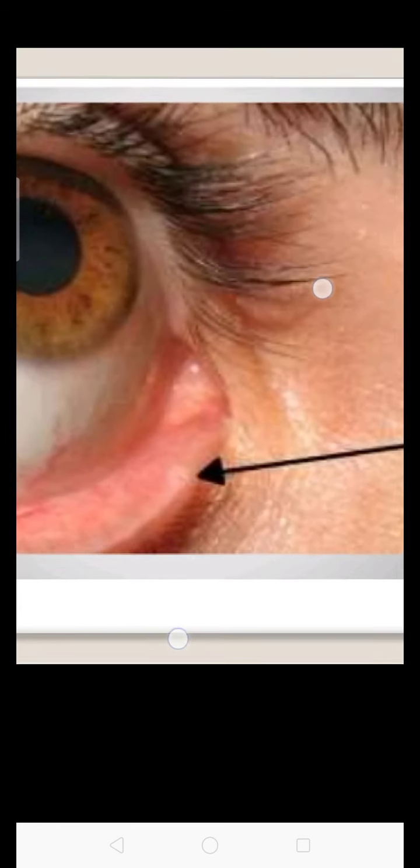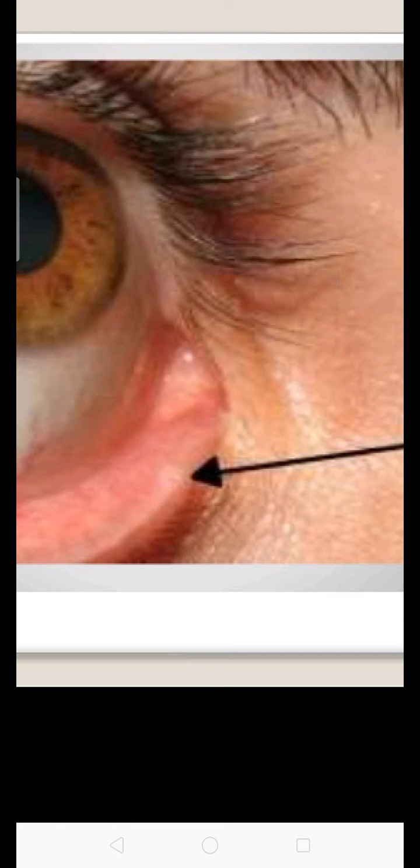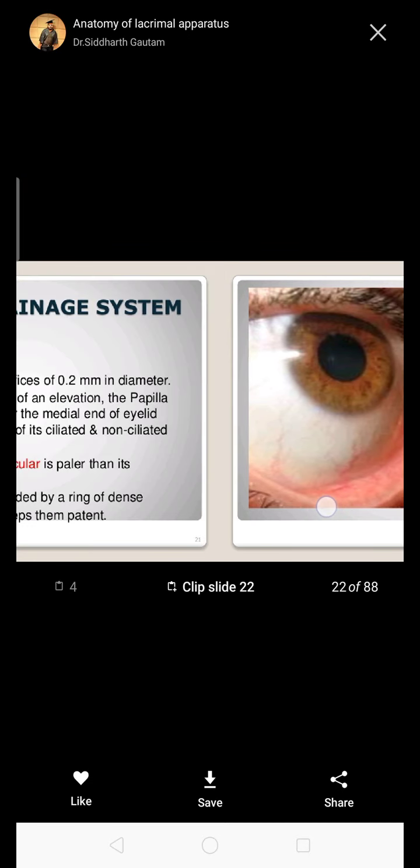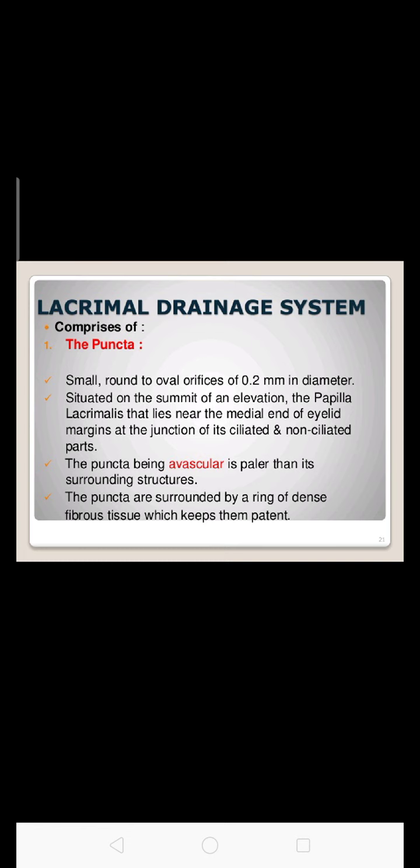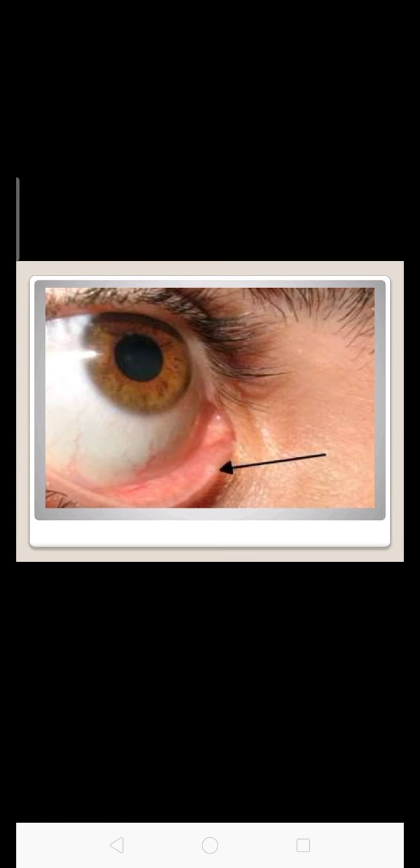If you carefully observe, the punctum, being avascular, is paler than its surrounding structures. The puncta are surrounded by a ring of dense fibrous tissue which keeps them patent.